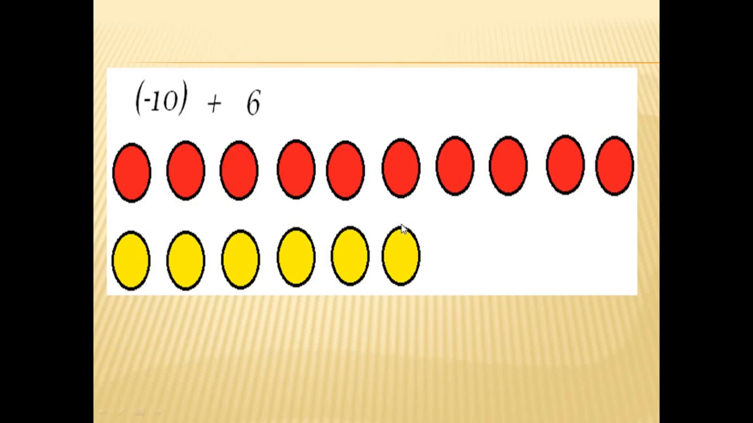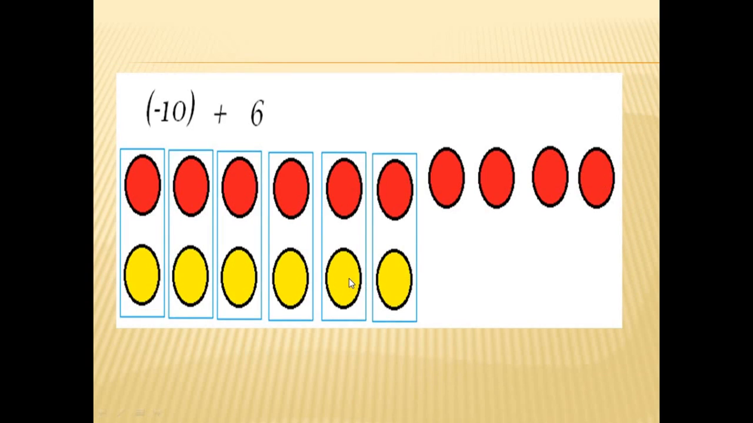Let's add a negative number and a positive number together. Negative 10 and 6. To indicate negative 10, I have taken 10 red counters. To indicate 6, I have taken 6 yellow counters. Did you remember the rule of the game? What was the rule of the game? When you take the red as well as the yellow counters together, they get cancelled, right?